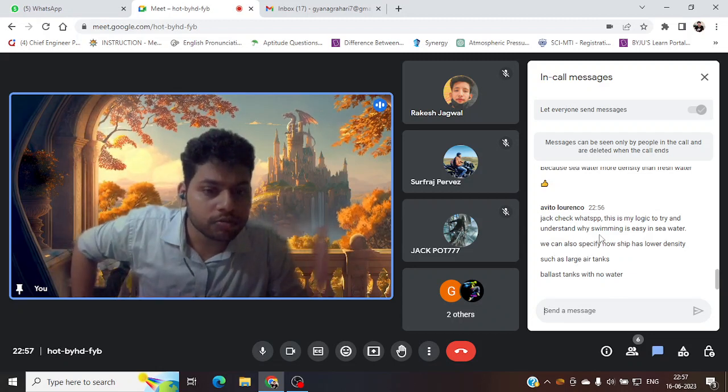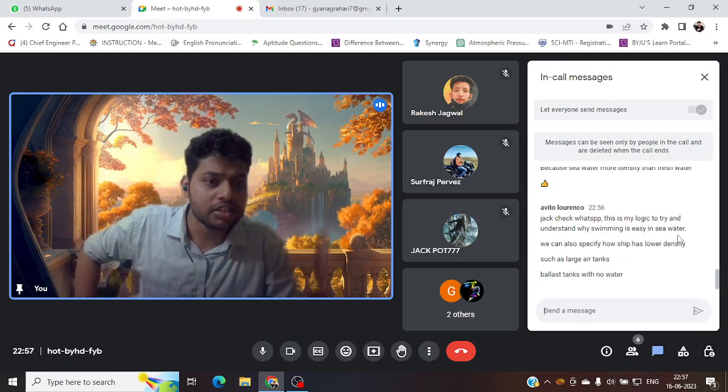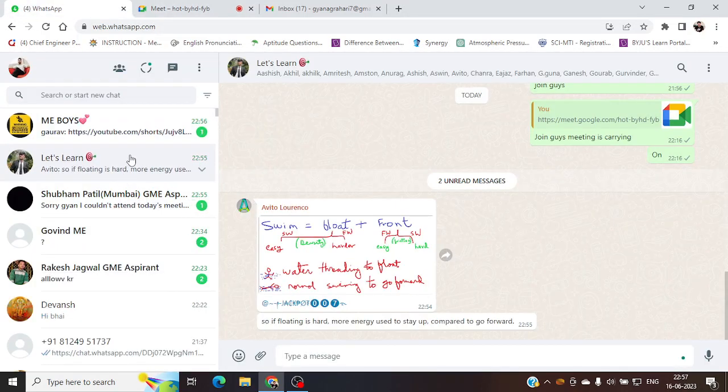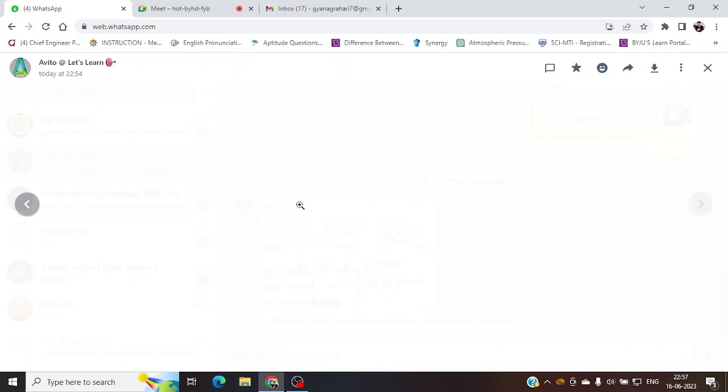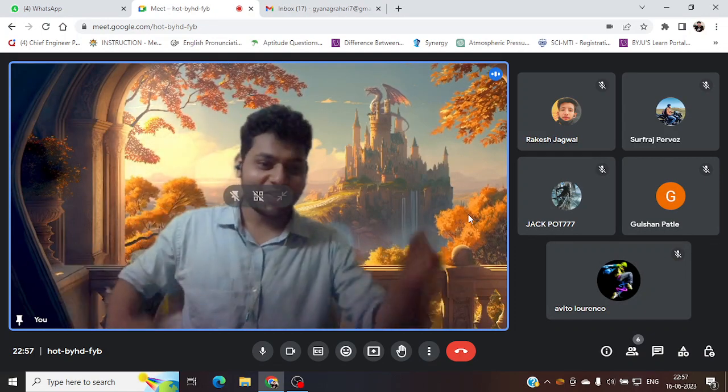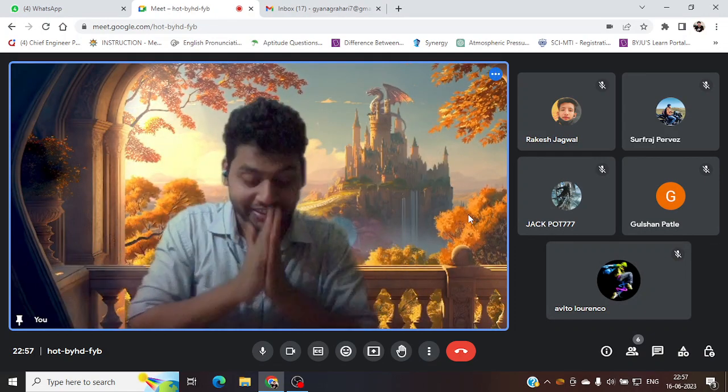Just check WhatsApp, this is my logic to try and understand why swimming is easy in seawater. If floating is hard, more energy is used to stay up as compared to swimming. Bro, you will get into that later.